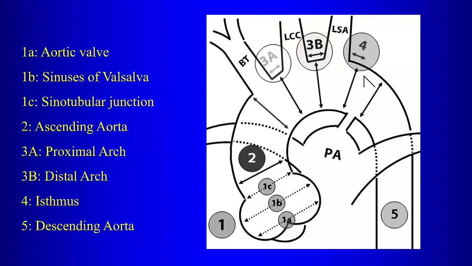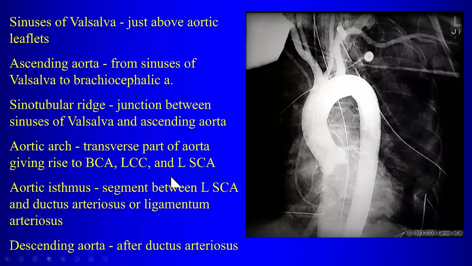The isthmus is that part of the aorta just distal to the left subclavian artery, just before the insertion of the ligamentum arteriosum, and then after that we have the descending thoracic aorta. So that's the basic anatomy of the thoracic aorta.